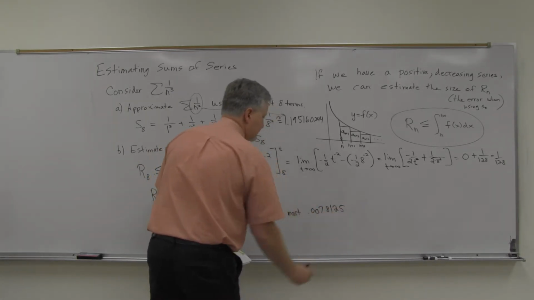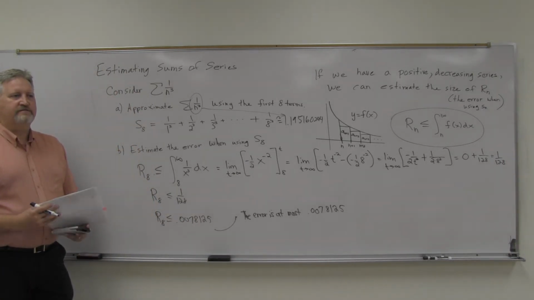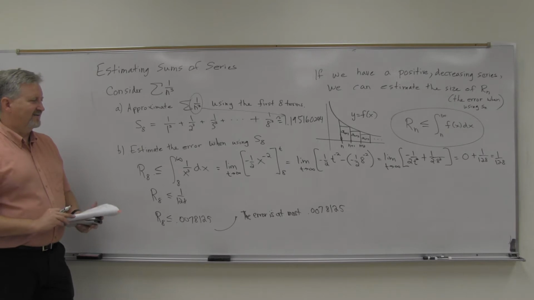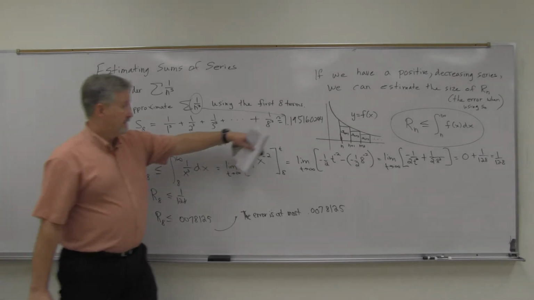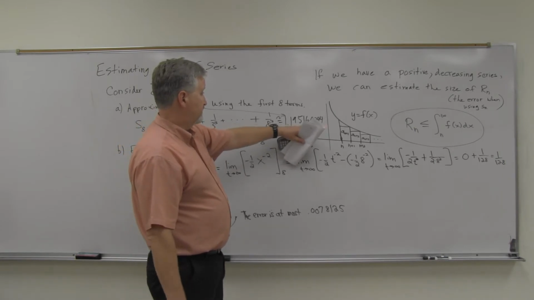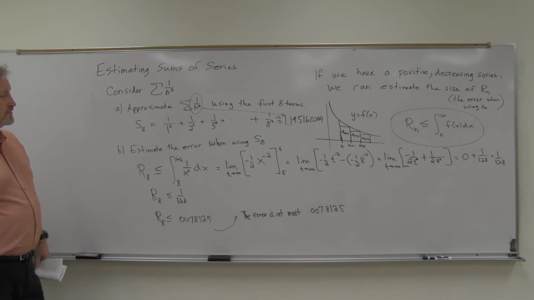So the error is at most 0.0078125. So close to 8 thousandths. We're within 8 thousandths, give or take. Okay. That's pretty good. I mean, it's within 8 thousandths, so it's not going to be too far away from that. All right?